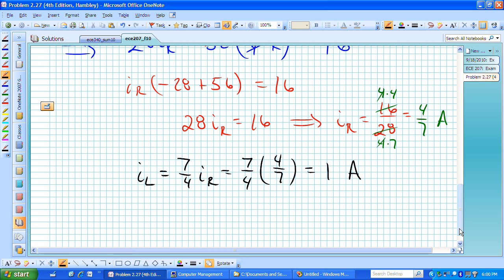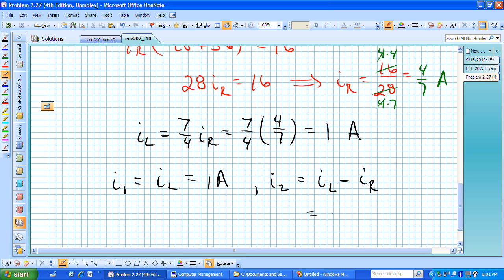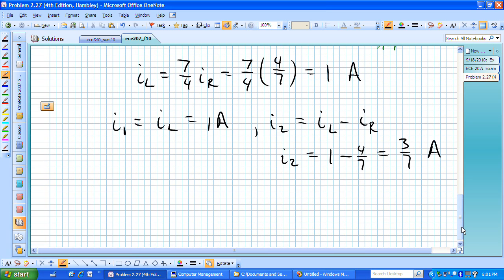This allows us now to solve for the values that we wanted, which were I sub 1 and I sub 2. I sub 1 was simply I sub l, which is 1 amp, and I sub 2, which was the current going down in the middle vertical branch of that circuit, was actually I sub l minus I sub r, which is 1 minus 4/7, or I sub 2 is now 3/7 amp. And that's one way to solve the circuit.